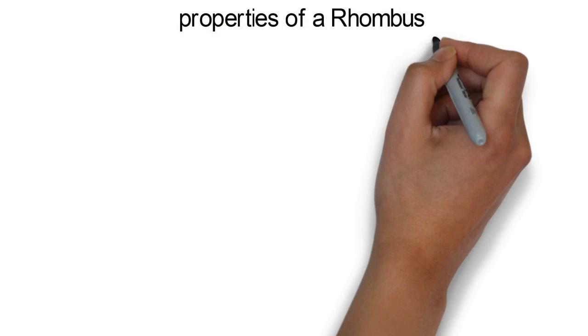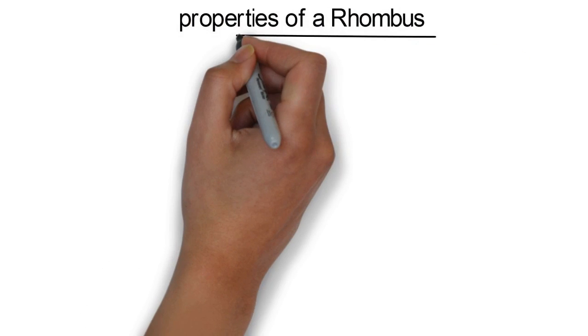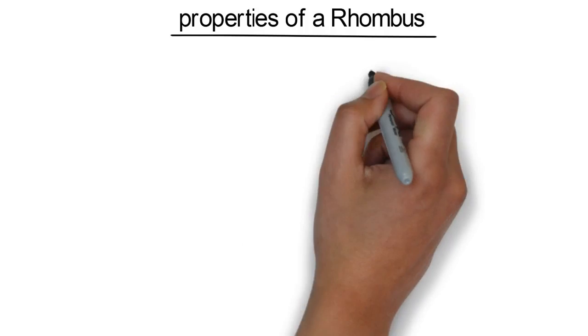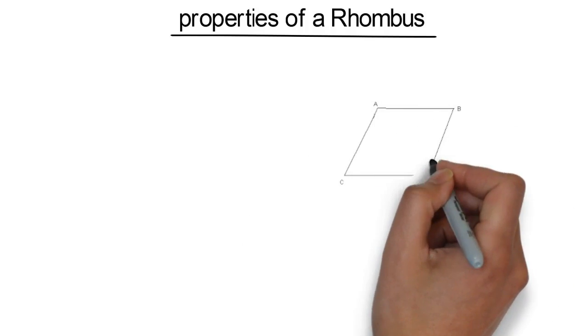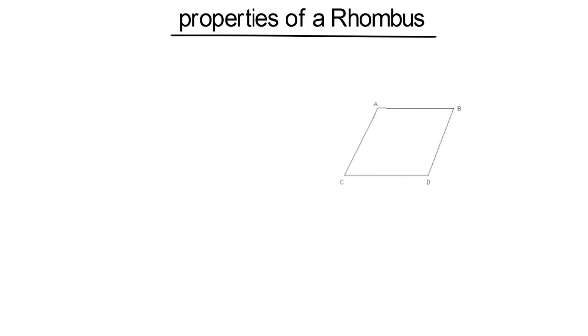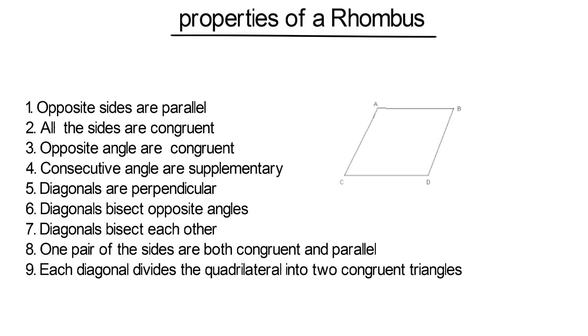Like we said in the previous video, the parallelogram has 7 properties. Here, we shall be adding 2 to it because all the 7 properties are also the properties of a rhombus, except for 2. So, 9 properties of a rhombus. So let's look at it.